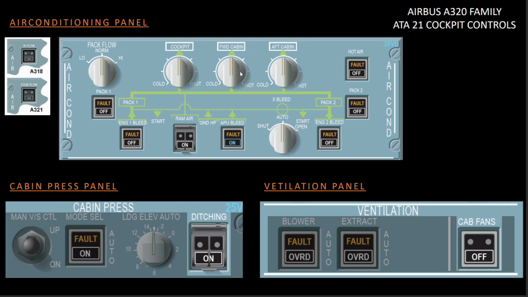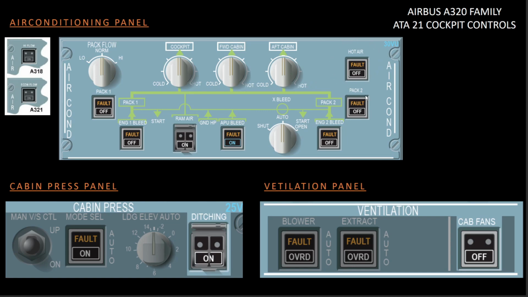Below that you have 3 rotary selectors. The function of the rotary selector is mainly to set the required temperature in each zone. You can have several positions, but they have marked here that the coldest position is cold and the hottest position is hot. I'll explain the functions later.